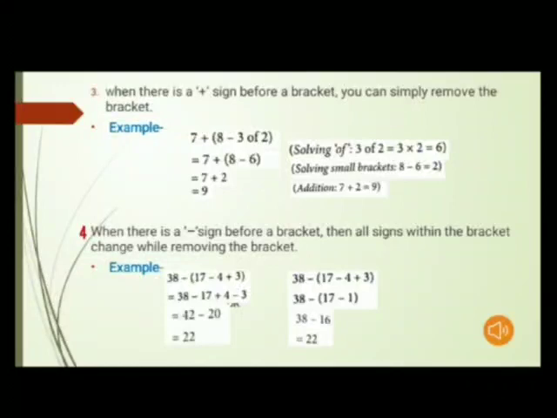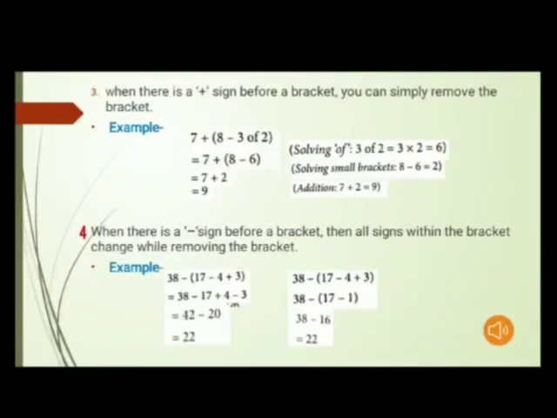On adding 38 plus 4, it will be 42. And when we solve minus 17 and minus 3, minus 17 minus 3 will be minus 20, which will be subtracted from 42 and will give the answer 20. Or you can do the same the other way, as given in case 2.